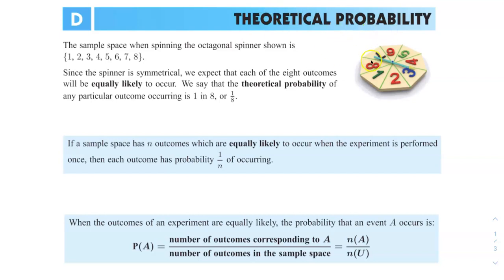Theoretical probability. So that's probability based on mathematics. Like in this case here, let's use this as an example. We have a spinner with 8 different choices here. And let's say it's symmetrical. So each little space is the exact same length, so they're all the same probability.